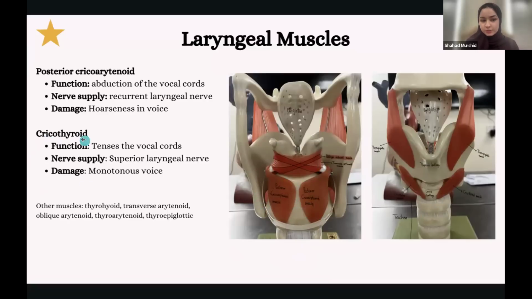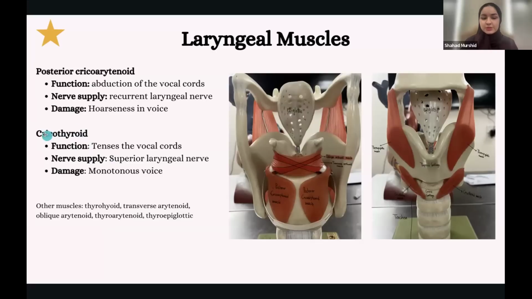And then you have the cricothyroid muscle. This one is anterior, and as the name suggests, it attaches from the cricoid cartilage up until the thyroid cartilage. You can see it here, cricoid up until the thyroid. The function of this one is to tense the vocal cords. You can picture this like the strings of a guitar, if any of you play guitar. By the way, I don't play guitar, so I don't know how accurate this is. This is how I imagine it. When you tighten or loosen the strings of a guitar, you're changing the pitch. So you either have a high pitch or a low pitch, depending on how tense it is.